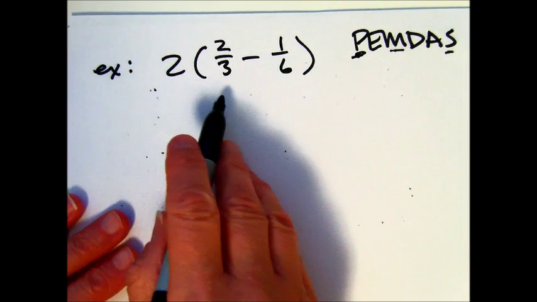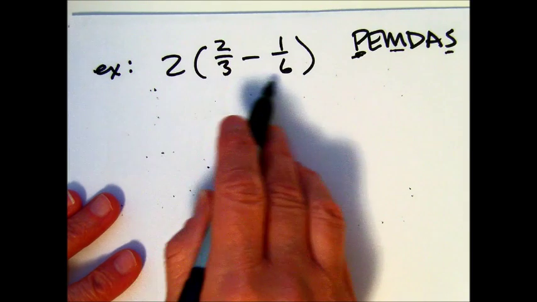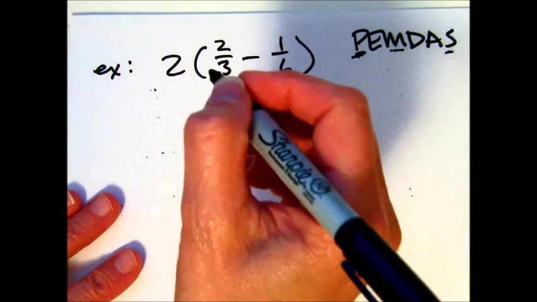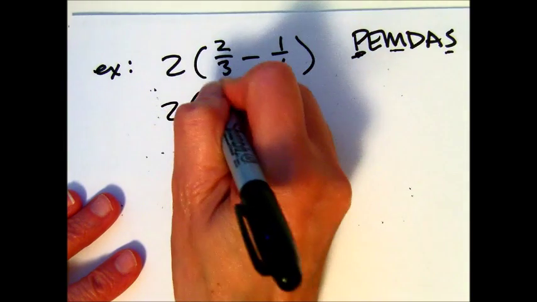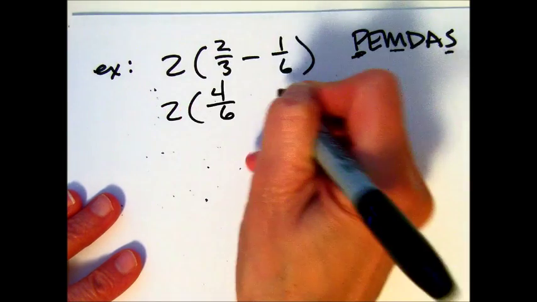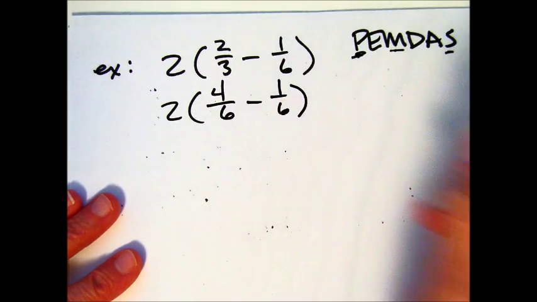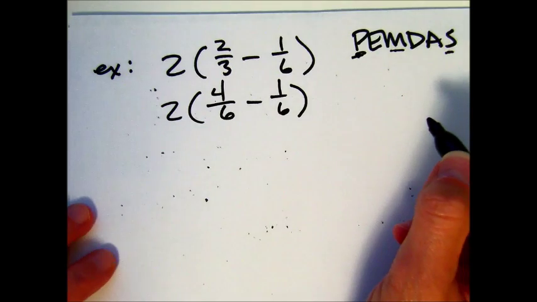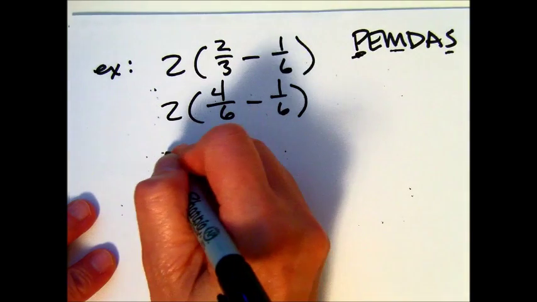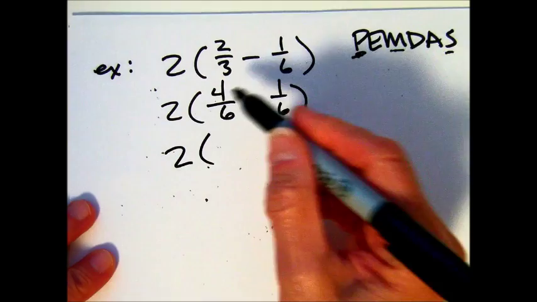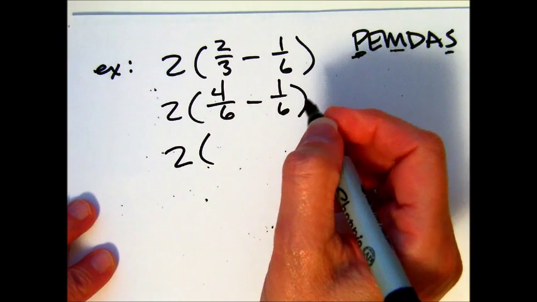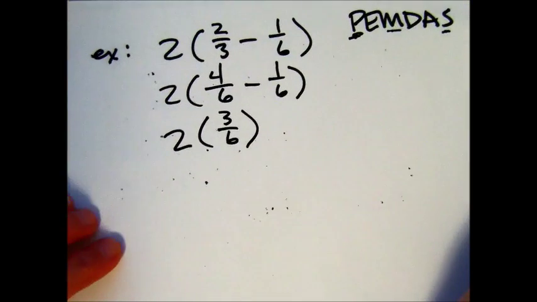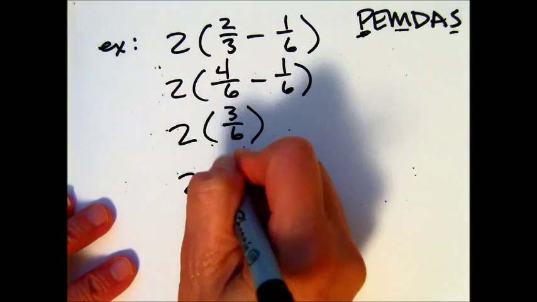Okay, so again, we need common denominators. 3 goes into 6 evenly, so I'm going to change this 2/3 to 4/6. 3 times 2 is 6, 2 times 2 is 4. Again, I'm going to bring down this part. 4 take away 1 is 3/6. We could reduce that. I'll go ahead and reduce that. That's going to be 1/2.